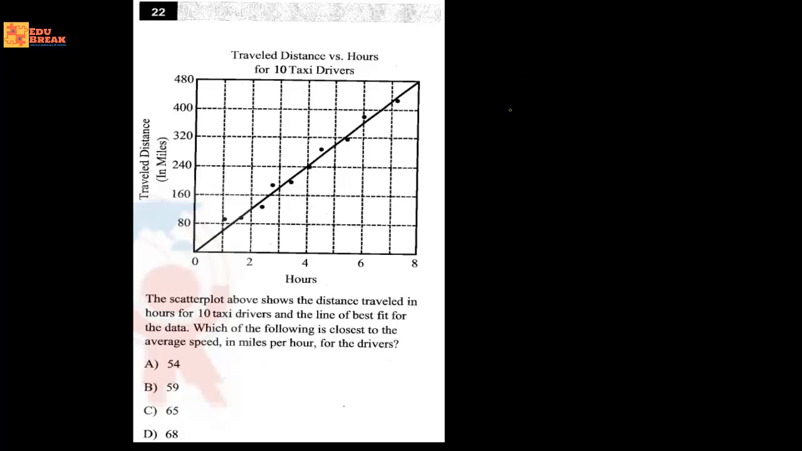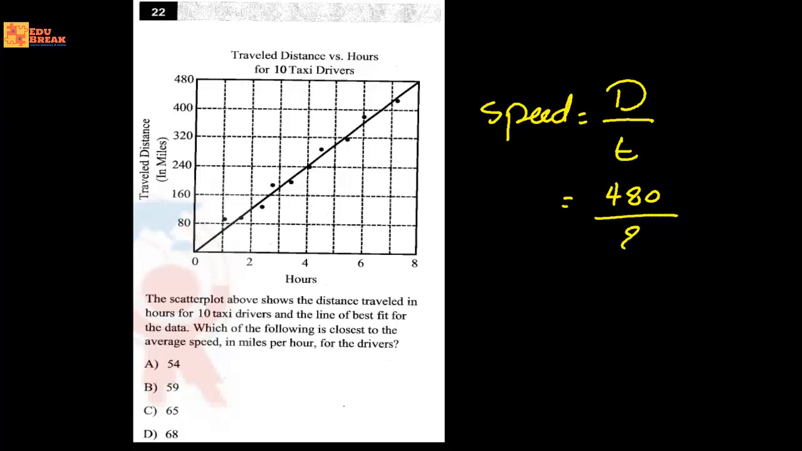You know that speed equals distance over time. So it will be distance, which equals 480, over the time, which equals 8, so it will equal 60. So we have 59, which is closest to 60. We need the closest because we have a scatter plot. So the answer is B. Okay, next question.